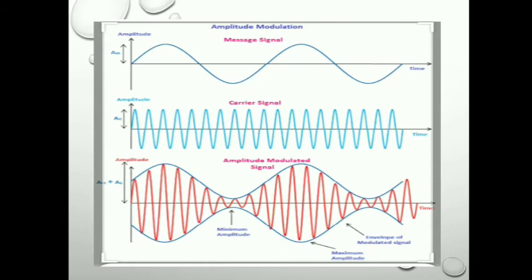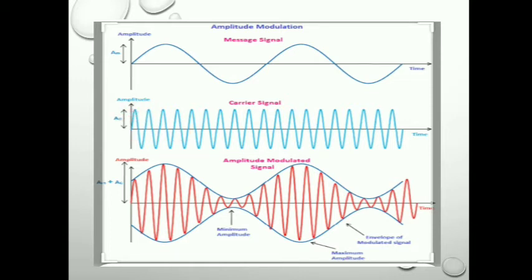Next, see this diagram. It is easy to understand what amplitude modulation is. The first one is the message signal. Speech is converted into signal format, and this is its amplitude. At the same time, the carrier wave. The carrier wave is nothing but high frequency. See the number of peaks, very high. That's why the frequency of this carrier wave signal is very high, but the amplitude is very less.